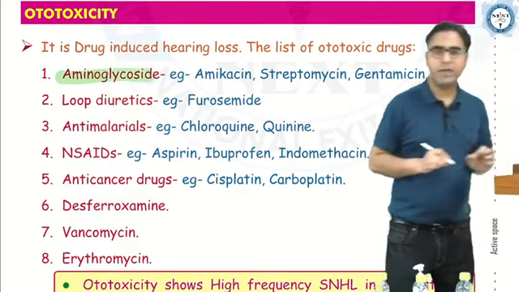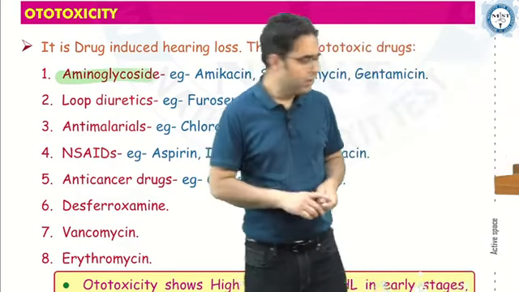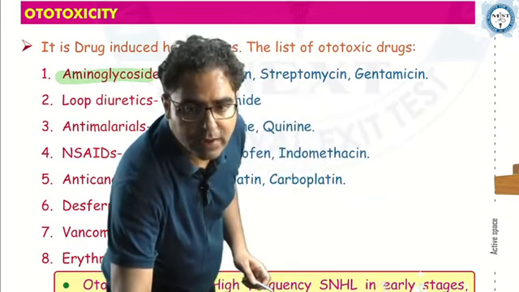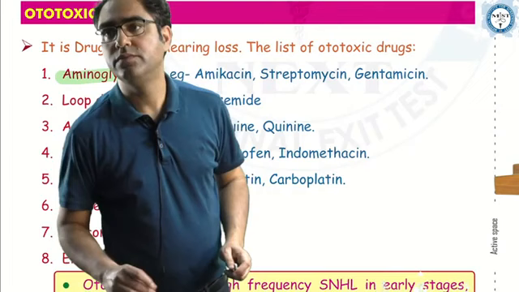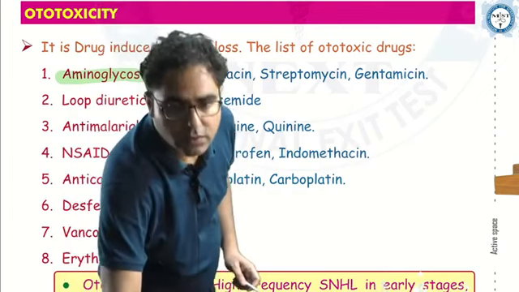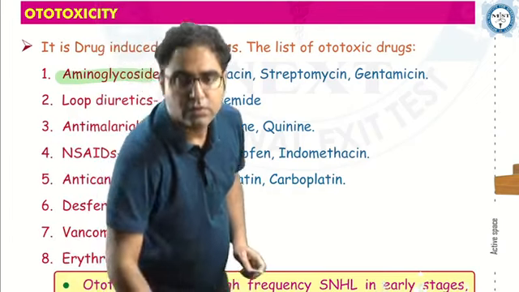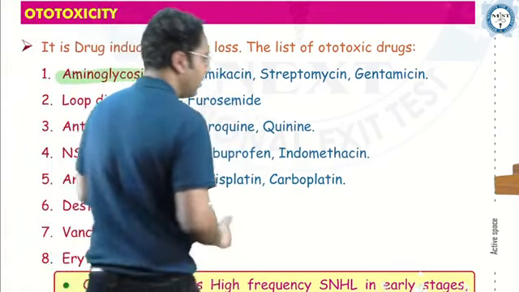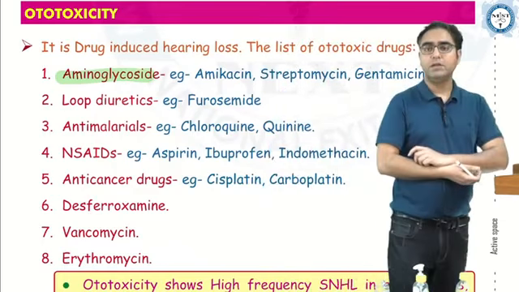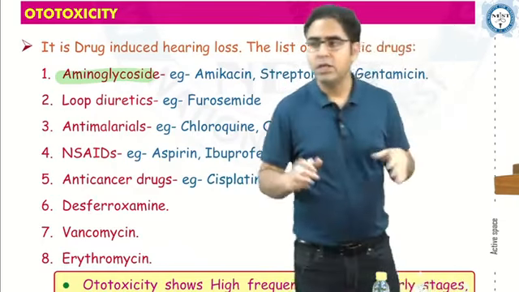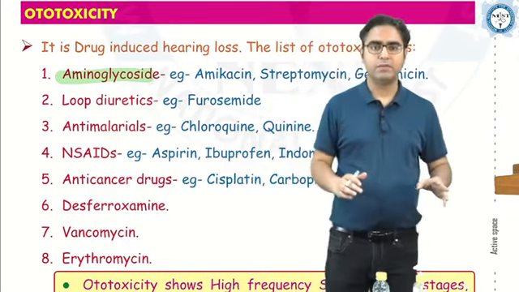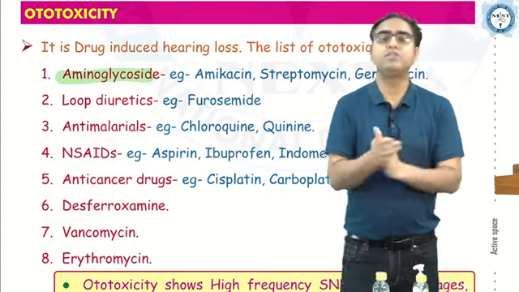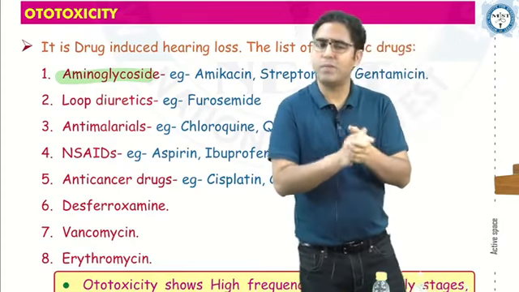Number 1, aminoglycosides. For example, amikacin, streptomycin, and gentamicin, beta. They are the major culprit. Number 2, loop diuretic, beta. Furosemide, Lasix, very commonly used.